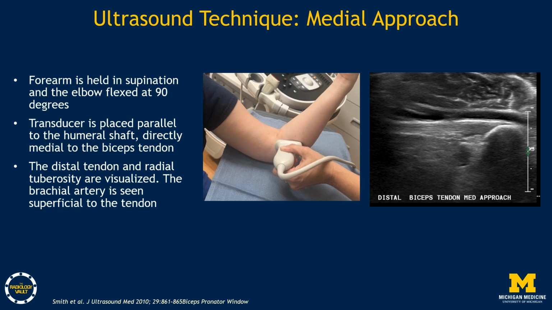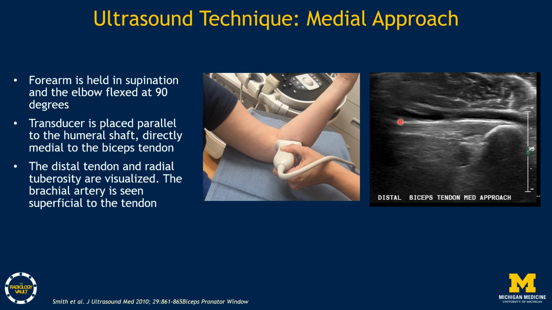The transducer is placed parallel to the humeral shaft, directly medial to the biceps tendon. So the transducer is parallel to the long axis of the tendon. The corresponding sonographic image is what we see here, where you can see the echogenic cortex of the radial tuberosity and the fibrillar appearance of the biceps tendon inserting in the radial tuberosity. And actually, we can see the full insertion of the tendon in the radial tuberosity.